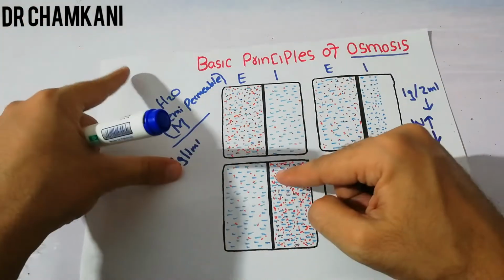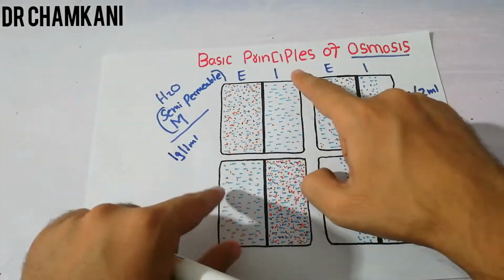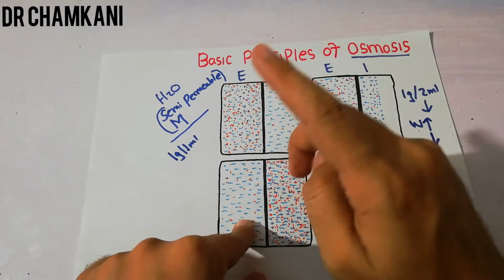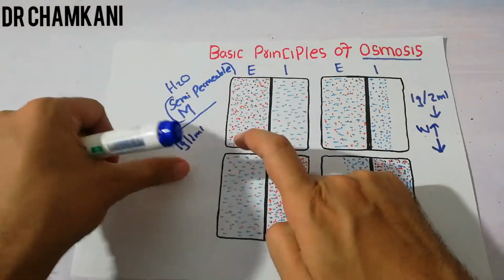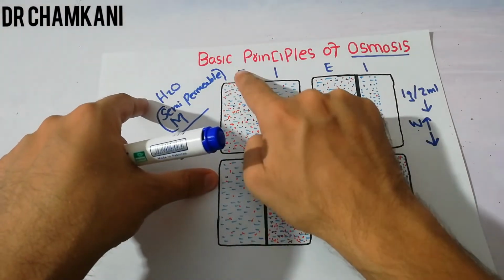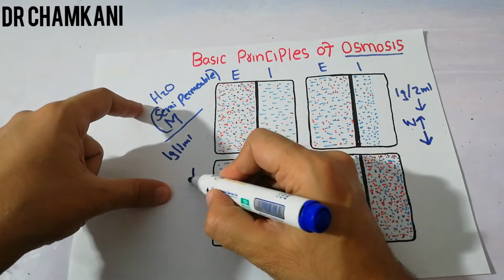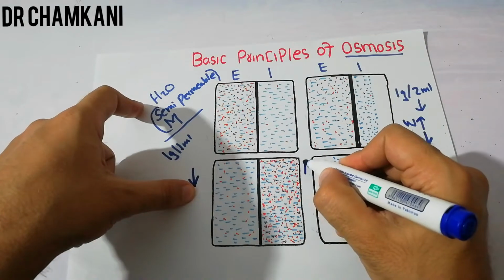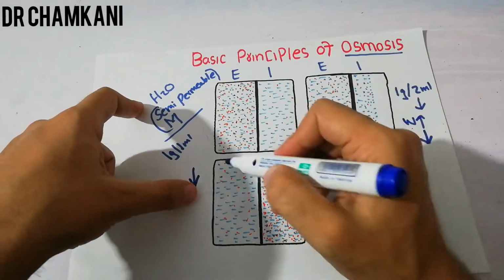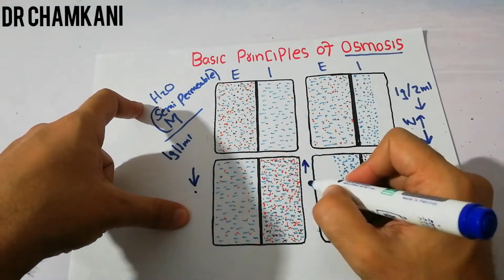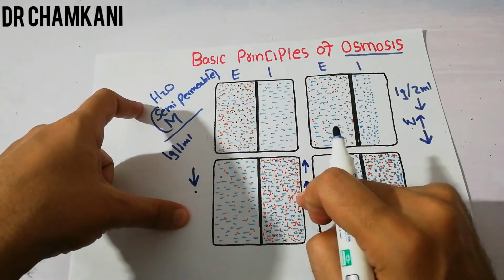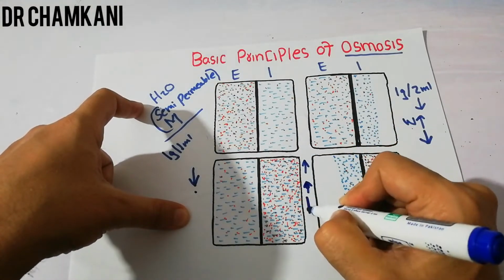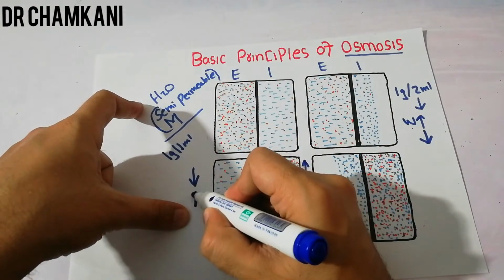Now take another example. If in the intracellular fluid the solute concentration is high and the water concentration is low, and the water concentration in the extracellular fluid is high, but the solute concentration in the extracellular fluid is low. Here the solute concentration is high and the water concentration is low, but the water concentration here is high.